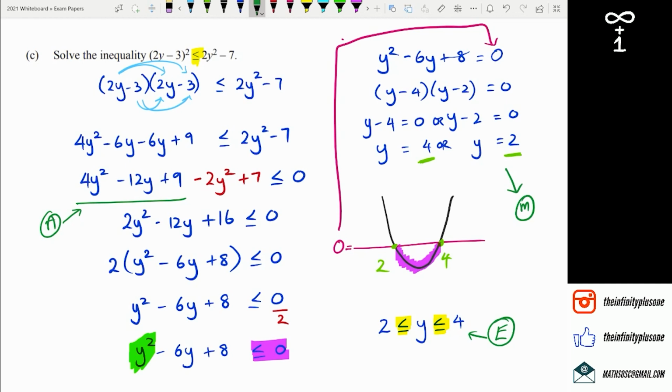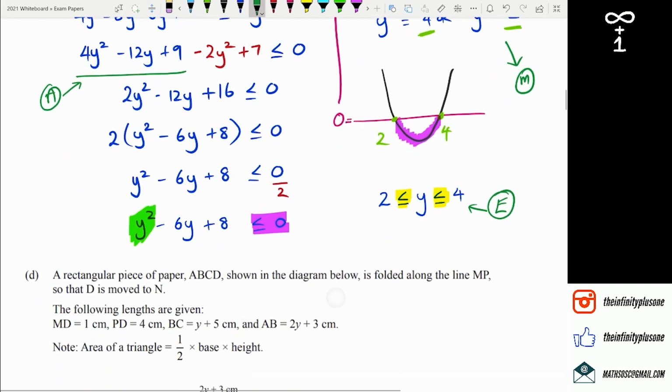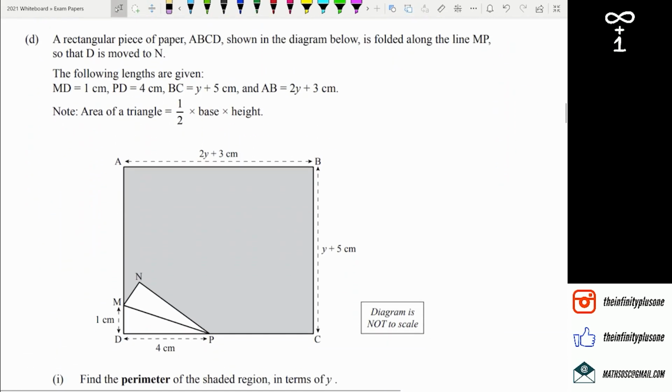All right, so that is question C. We are moving to question D. Now, this question here is pretty much very similar to the day 1 paper. I mean, off the top of my head, it's just the corners are slightly changed. But anyway, how do we do this?